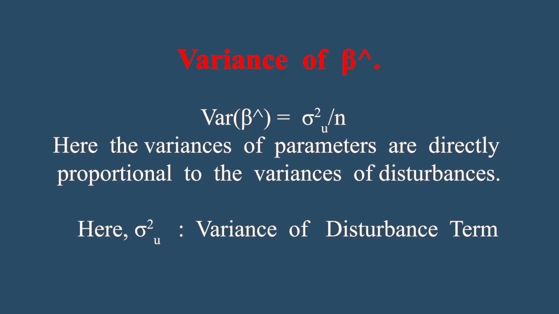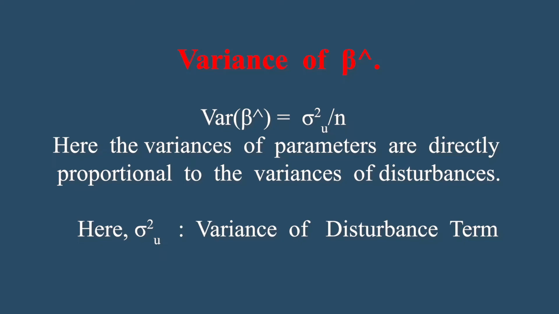And this disturbance term is incorporated within the variance of the estimated slope coefficient, or also within the standard error of this estimated slope coefficient, and thereby it affects the testing procedure. So in order to discuss this disturbance term, we go by the variance of beta hat. All of us are aware that beta hat is the estimated value of the slope coefficient in a classical linear regression model.